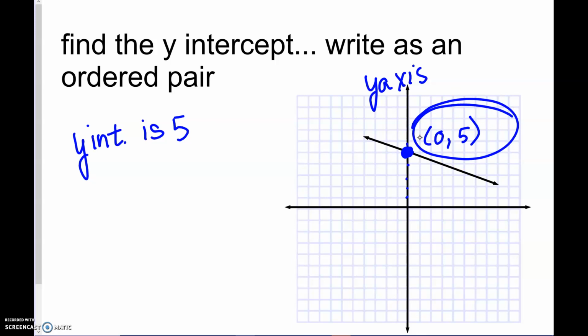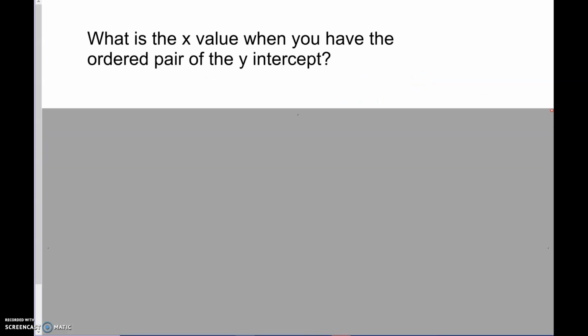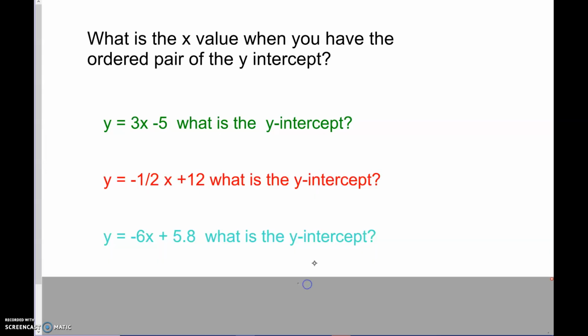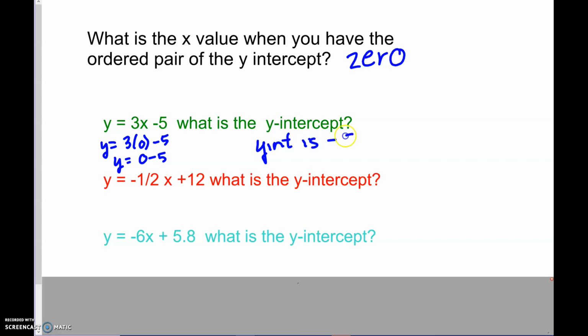Noticing again, what that last sentence said is that the x value is always 0. So what is the x value when you have the ordered pair of the y-intercept? On the last three examples, that x value is always 0. If we put a 0 in here for x, we have 3 times 0 minus 5. So y is going to be equal to 0 minus 5. So the y-intercept is negative 5.